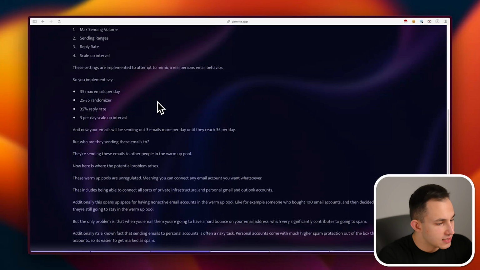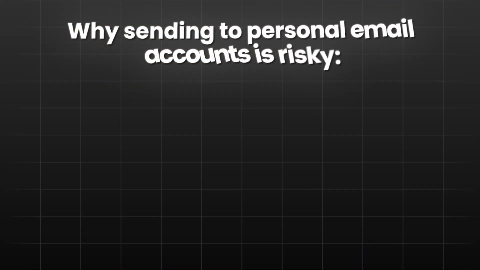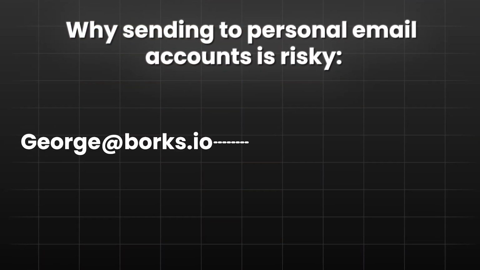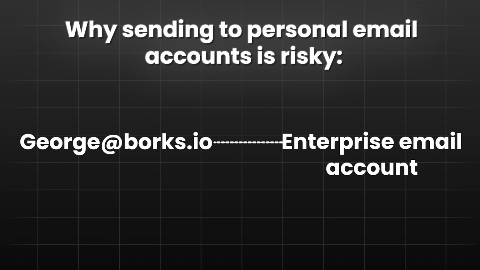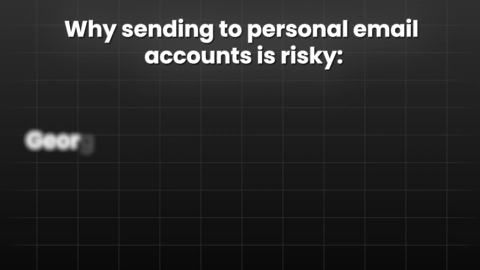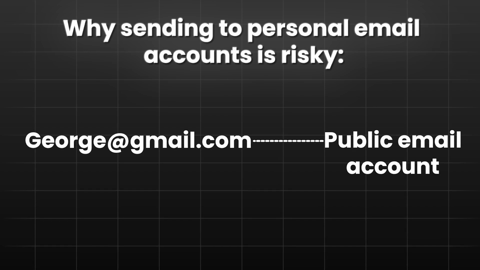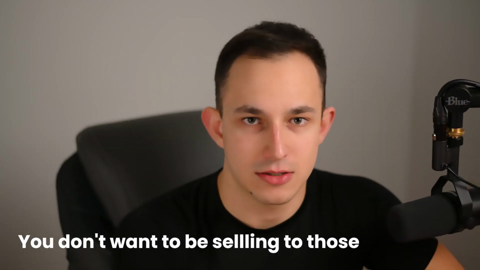Okay, now it's a known fact that sending to personal email accounts is often a pretty risky task, right? Meaning, what do I mean by personal email accounts? If you have an email address like george@borks.io, that is an enterprise email account, right? It's on a domain. If you have an email address like george@gmail.com, more accurately, that is a public email account. That's a Gmail account, personal, right? You don't want to be sending to those.